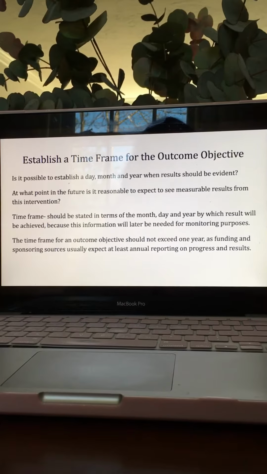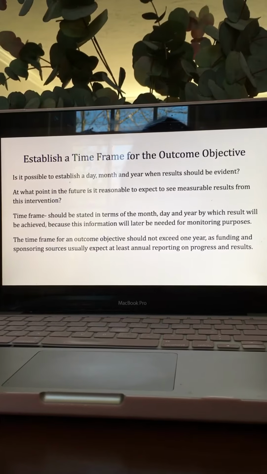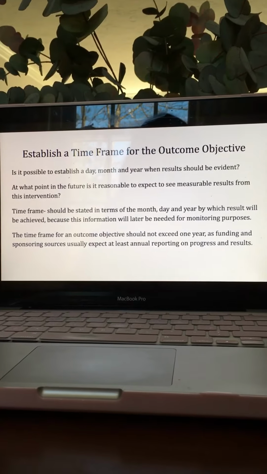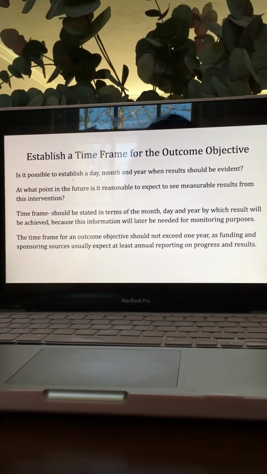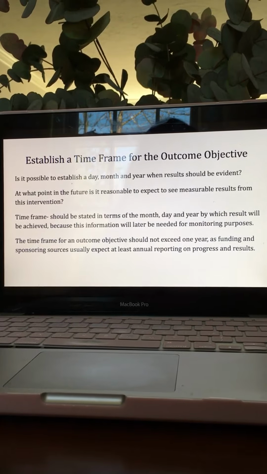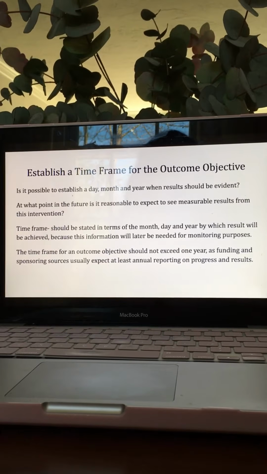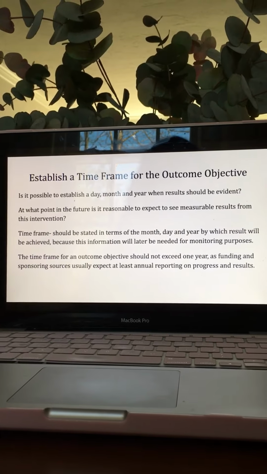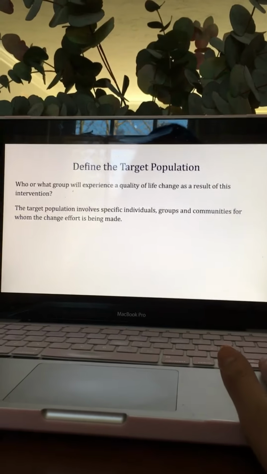So we can have a problem occur, and in order to come up with a time frame, we have to say, okay, how long is it going to take us to evaluate this problem and come up with a result for it? Will it take a month? Will it take a week? Will it take a year? This information will later be needed for monitoring purposes. The time frame for an outcome objective should not exceed 1 year, as funding and sponsoring sources usually expect at least annual reporting on progress and then later on results.